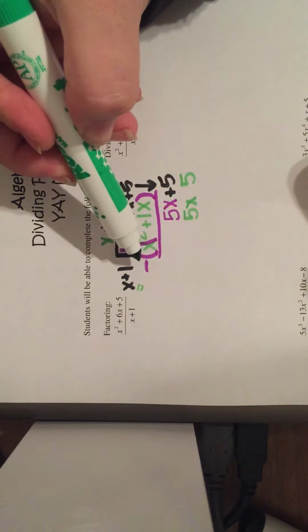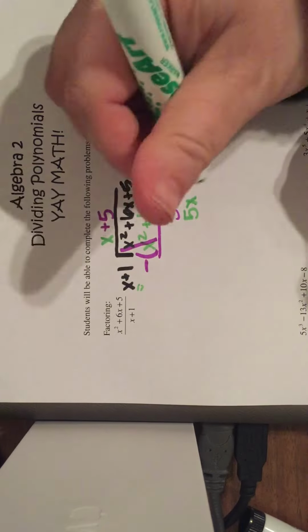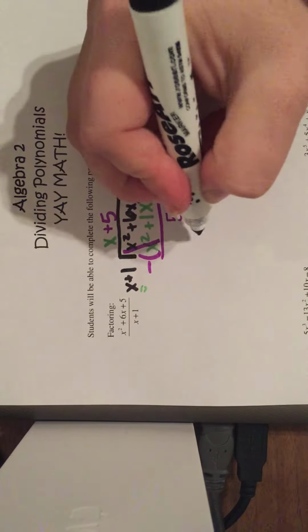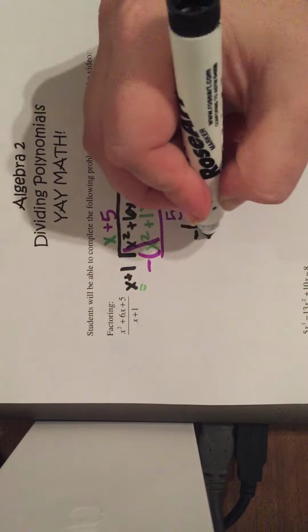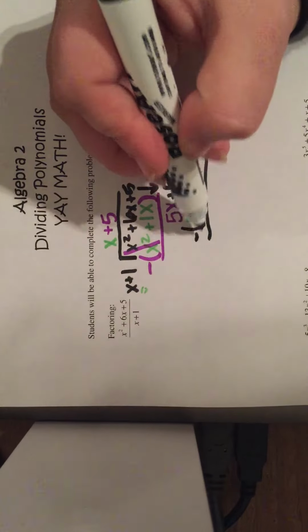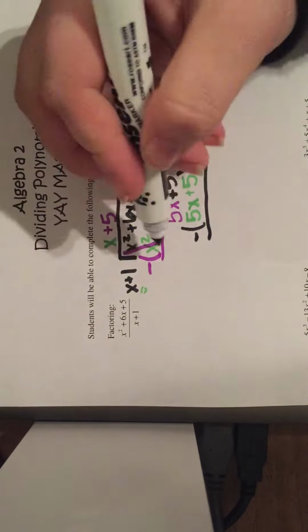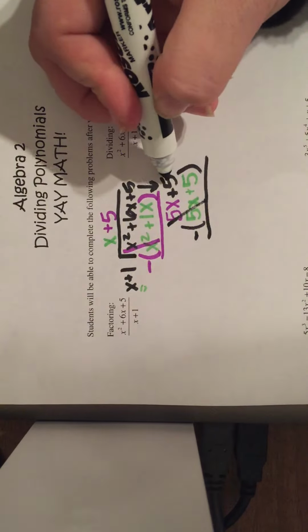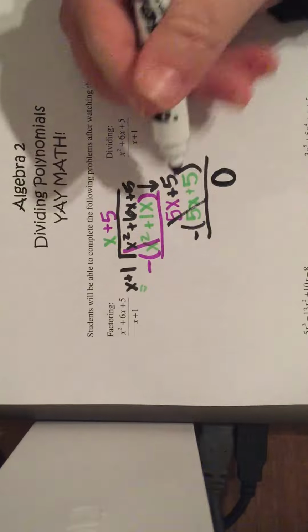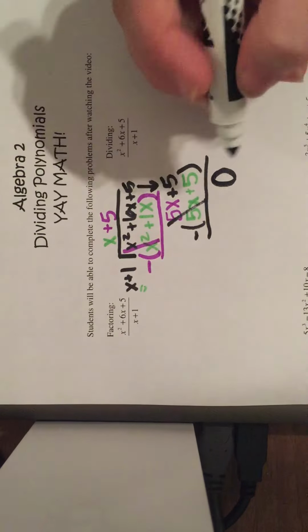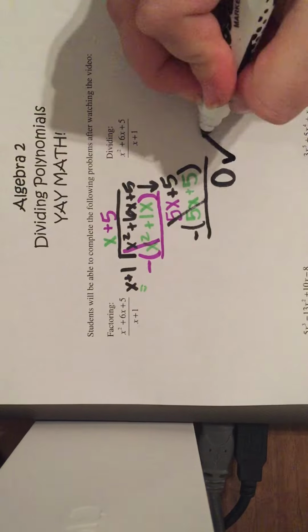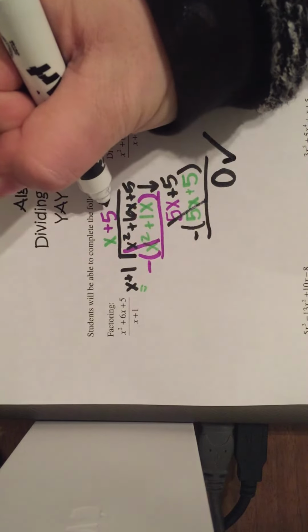But now, just like we did right here, I'm going to have to subtract these terms. Oh, I'm sorry, that was a plus 5. So I'm going to have to go in and subtract these terms. What's 5x minus 5x? That's 0. They cancel out, so those go away. And then what is 5 minus positive 5? 5 minus 5 is 0. That means we have a remainder of 0. So you are done. The answer to this problem would just be x plus 5.